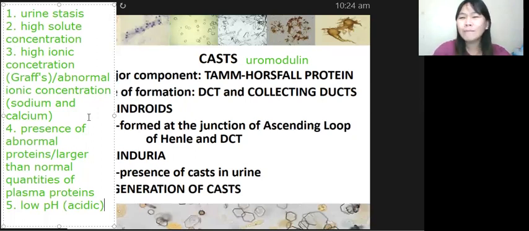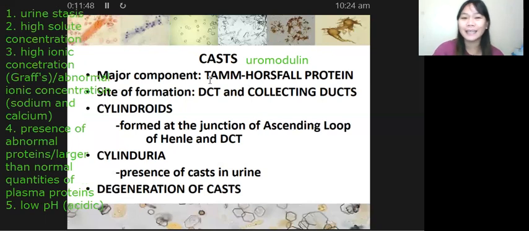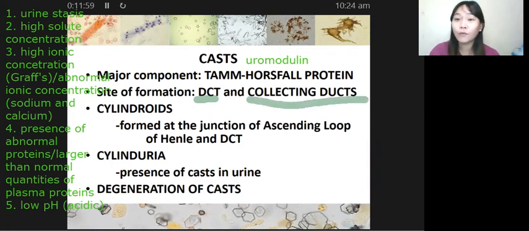Okay, so alam na natin yung mga factors which will contribute to the formation of your casts. Ngayon, saan na-form ang casts? Nandiyan na yan sa ating mga modules at andito din siya sa ating PowerPoint. Specifically, alam natin na ang ating cast ay na-form sa tubules. Pero saang part ng tubules? Specifically, they are formed in your distal convoluted tubule and your collecting ducts.